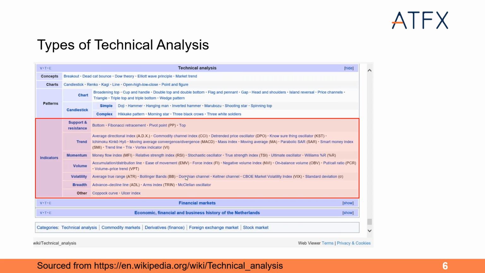So it's useful to combine both trend and momentum indicators. Trend to determine the trend, and momentum to determine the strength of that trend and the likelihood of whether that trend is going to continue or retrace.